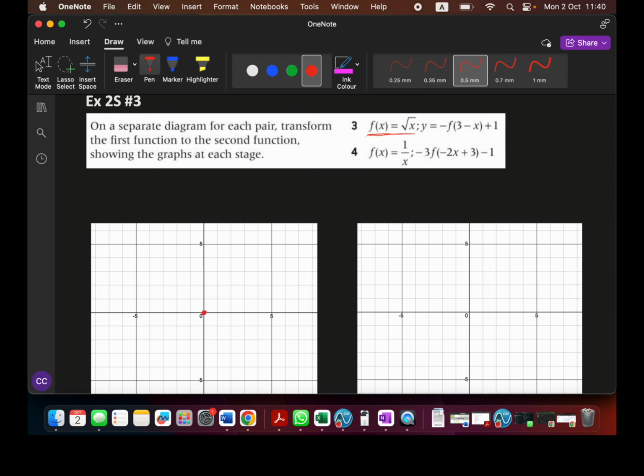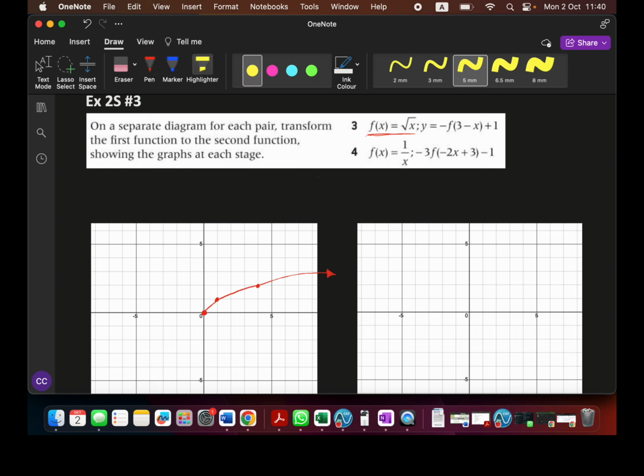Well, the square root of 0 is 0, square root of 1 is 1, square root of 4 is 2, square root of 9 is somewhere out there, and it's 3. So I would end up with a radical function looking something like that.